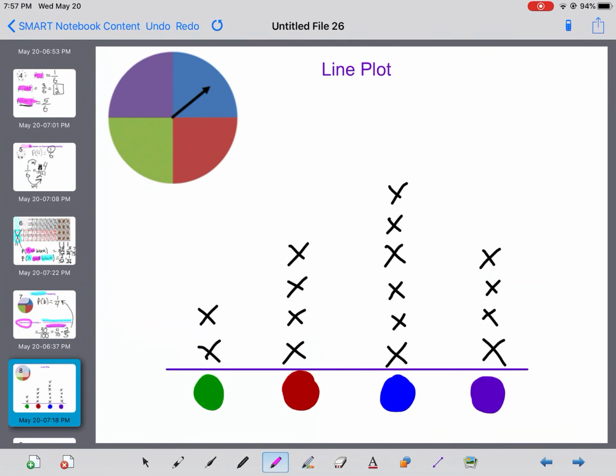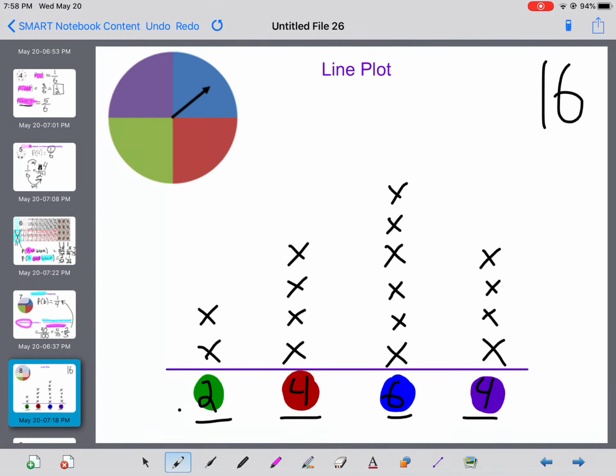So let's take a look at how we can plot experimental probability. So here's my spinner. Let's say I spun it, I think, 16 times. Okay, so that was my total number of spins. I can plot this information on a line plot. So I just did the colors down here. Okay, so I spun my spinner 16 times. So green showed up twice, red showed up 4 times, blue showed up 6 times, and purple showed up 4 times.